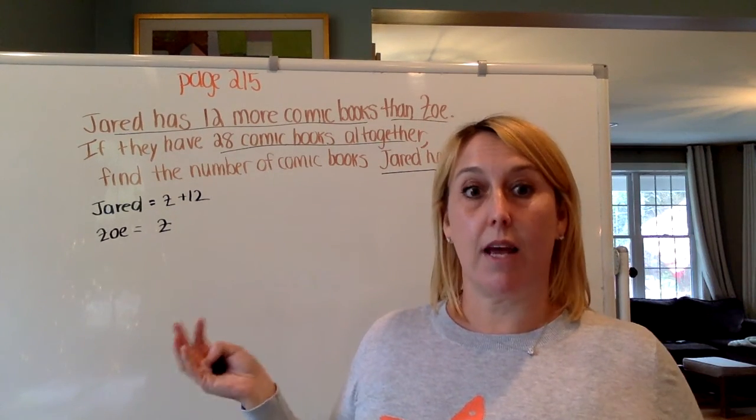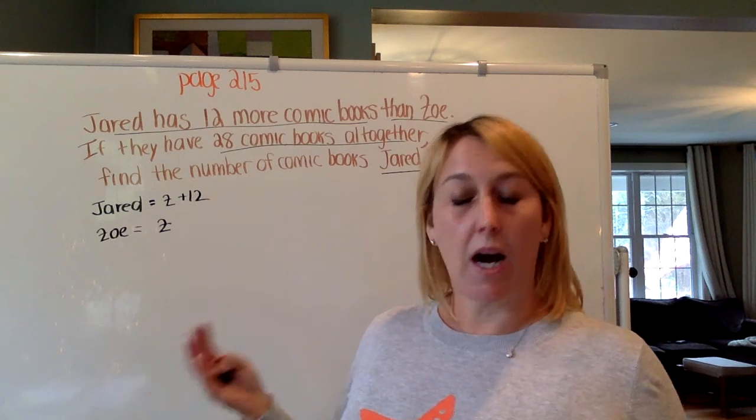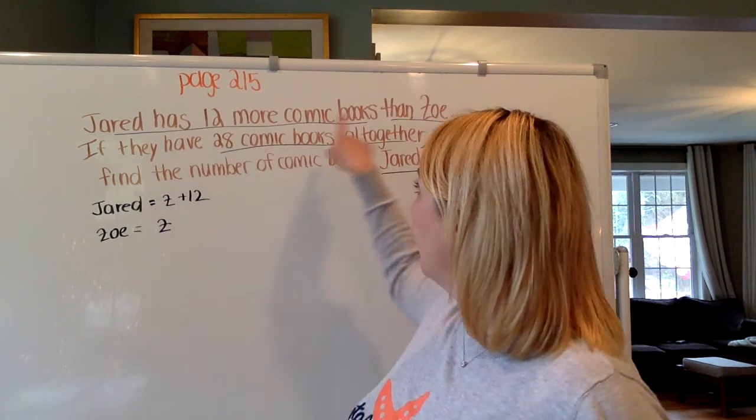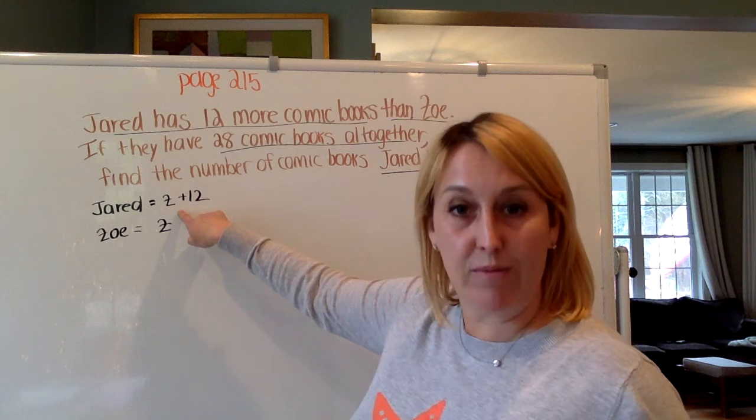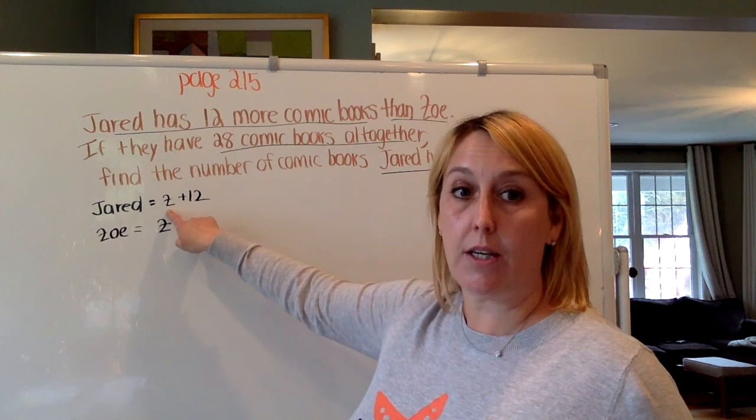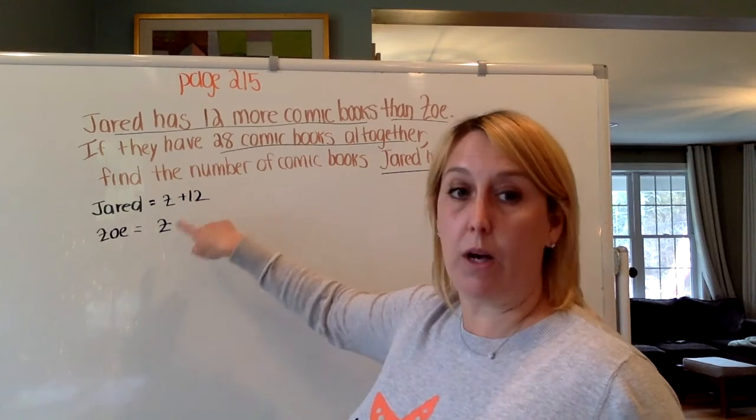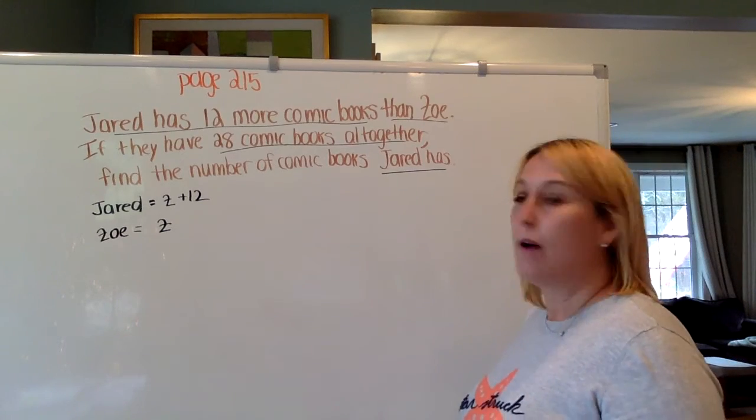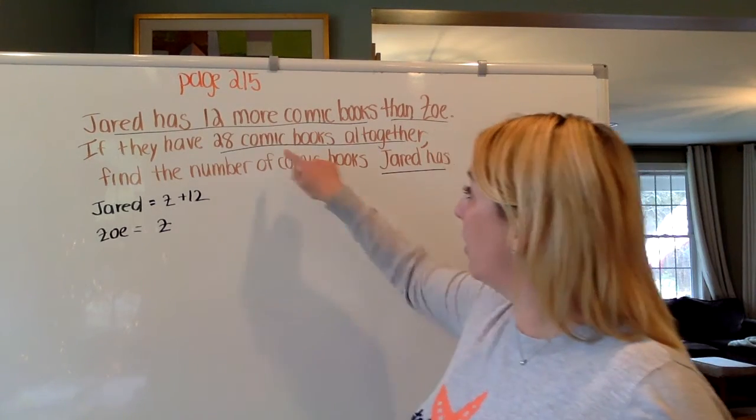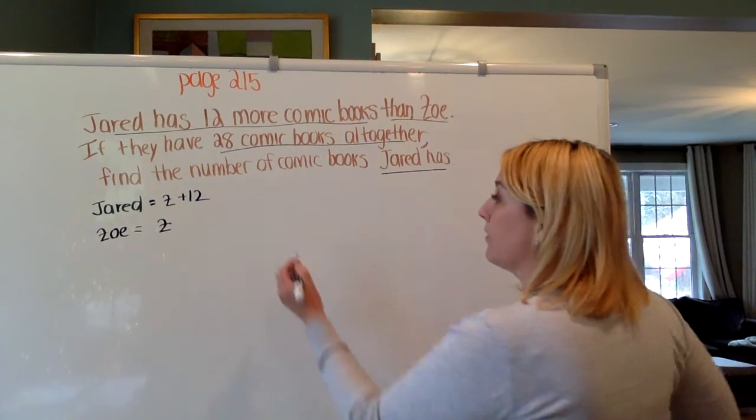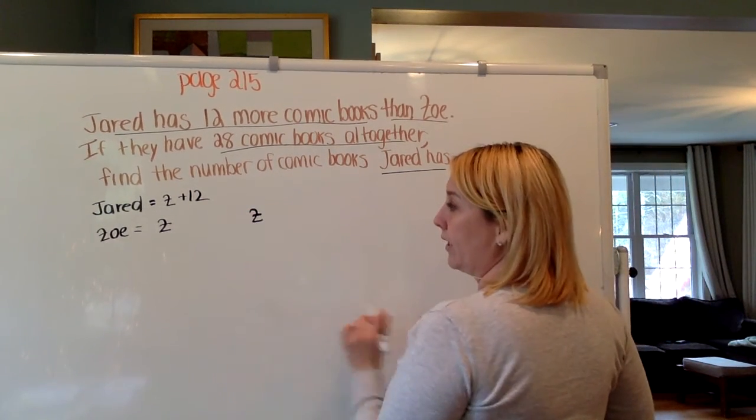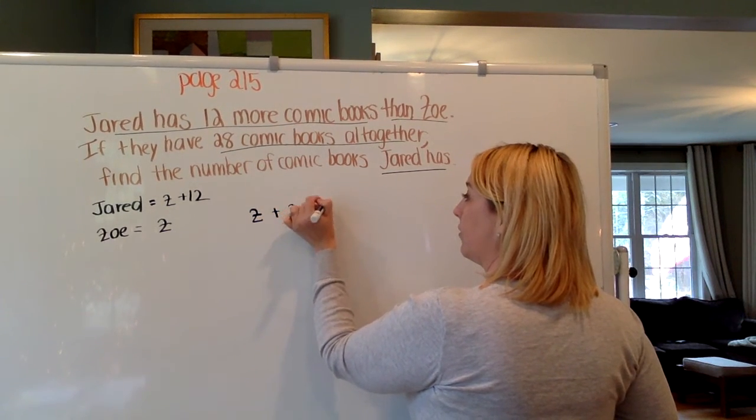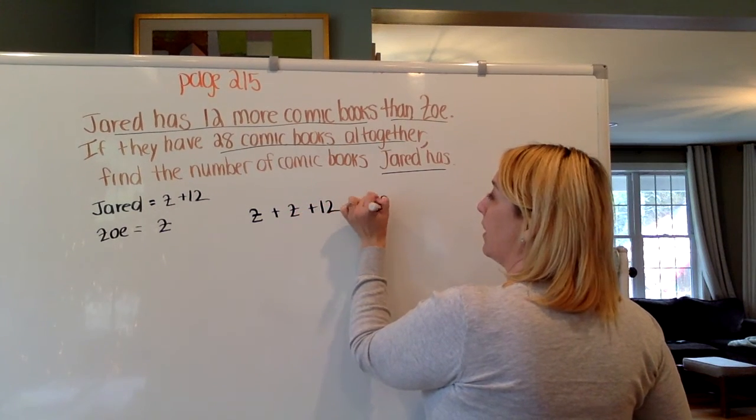Let's just make it up and say if Zoe had 100 comic books, Z would represent 100. And then we know Jared has 12 more than Zoe, so we would say he has 100 plus 12, because that 100 would have represented Zoe. But that is not actually what Z represents. Z is not 100. But what we know is when we combine these, they are going to equal 28. So if I write that out, Z, Zoe, plus Jared, which is Z plus 12, equals 28, right?